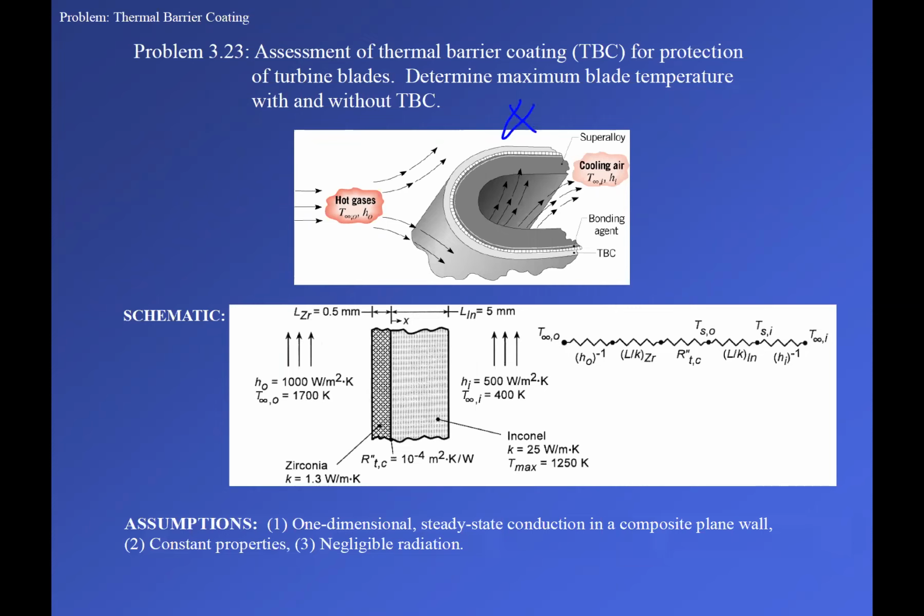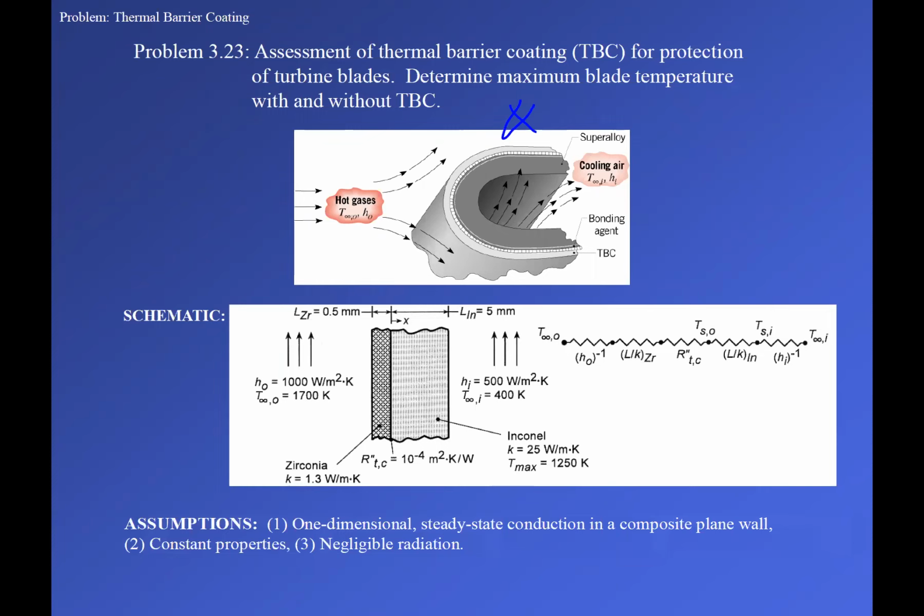And then they say, consider conditions for which hot gases at T infinity outer is 1700 Kelvin, and cooling air at T infinity inner is 400 Kelvin, provide outer and inner surface convection coefficients of 1000 and 500 watts per meter squared Kelvin respectively. If a 0.5 millimeter thick zirconia TBC, so thermal barrier coating, is attached to a 5 millimeter thick Inconel blade wall by means of a metallic bonding agent, which provides an interfacial thermal resistance of R double prime 10 to the negative fourth meter squared Kelvin per watt, can the Inconel be maintained at a temperature that is below its maximum allowable value of 1250 Kelvin?